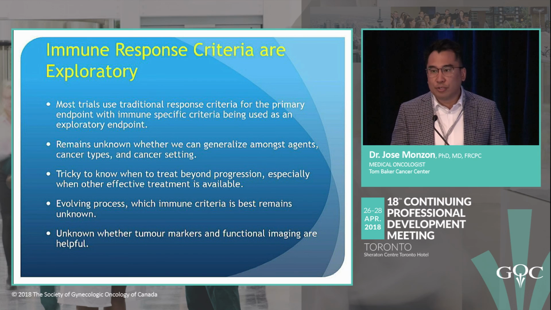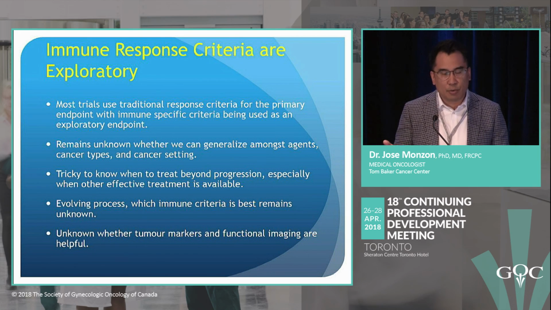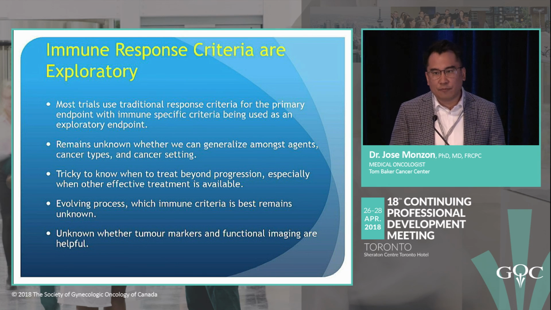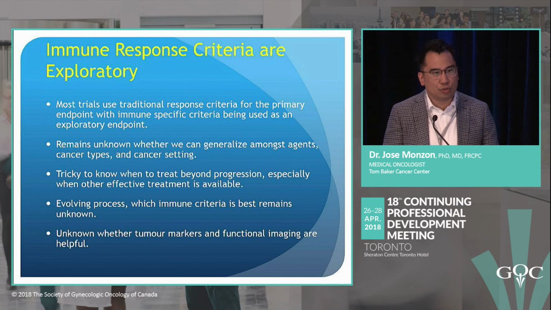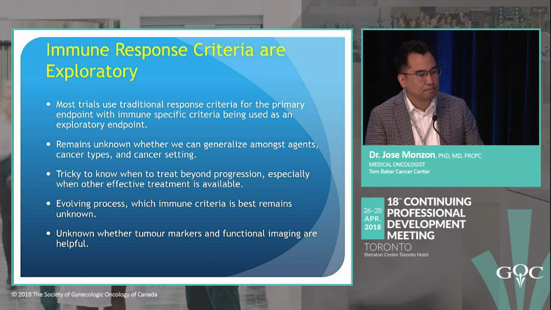Now, it's an evolving process as well. So which immune criteria amongst the RECIST or the modified World Health immune-related response criteria is best? We don't know. Will it be contextual for particular cancers? Again, we don't know. It's unknown whether tumor markers and functional imaging will also be helpful in this setting to predict who's pseudoprogressing versus real progression.